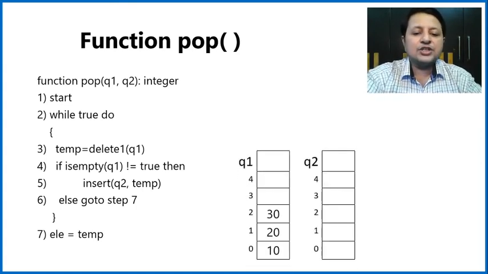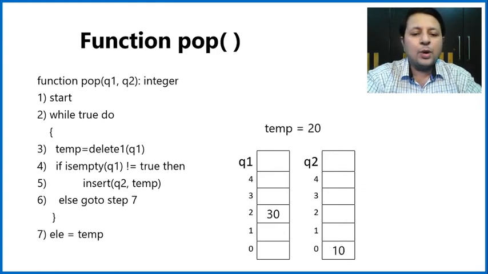So this is the initial queue. Now if you see Q1, if I want to perform pop, then as per the logic of stack, 30 should be popped. But you know, delete is going to give you 10. Okay. So let's see how this particular code works. While true, delete from Q1. So we got 10. Is my Q1 empty? No. So insert that in Q2.